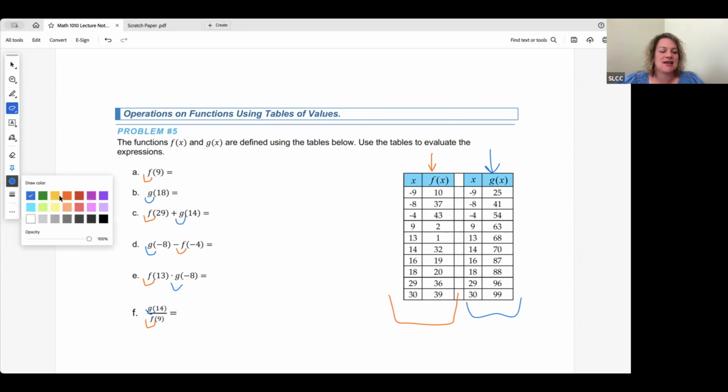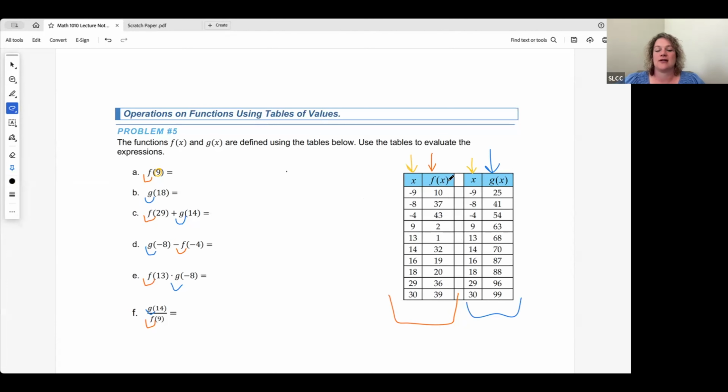The next hint is look at the X value. This is f of 9. So when you try to find the input, look in the X column, okay? All right, let's do it.